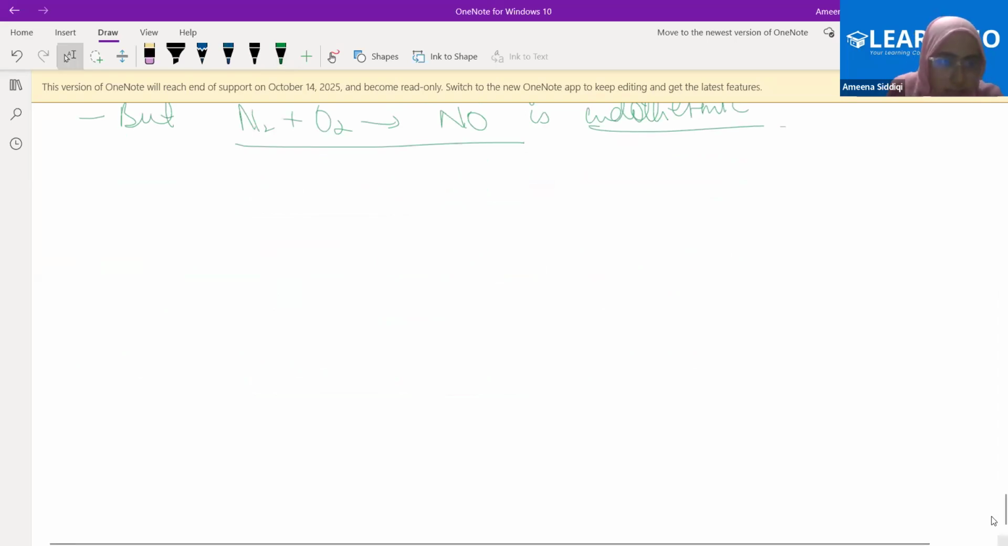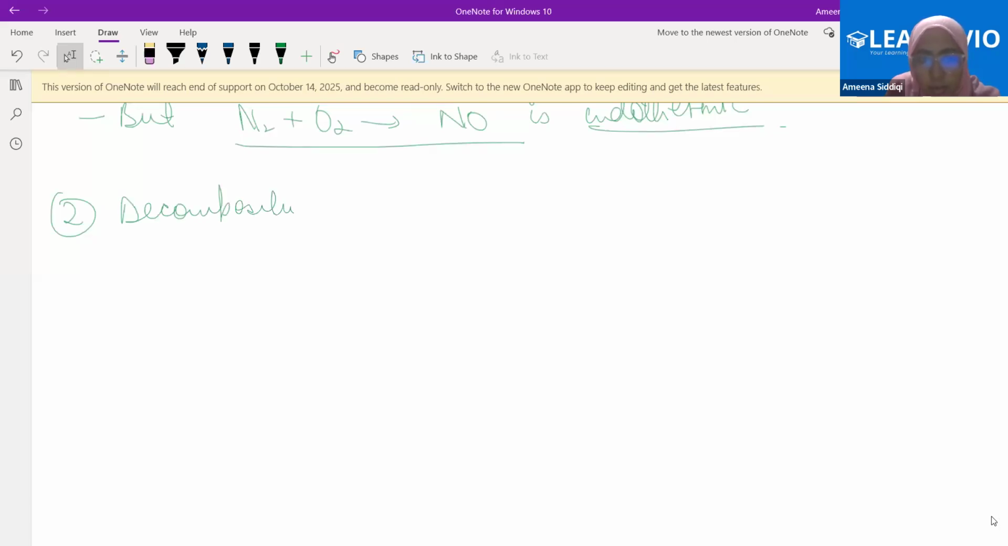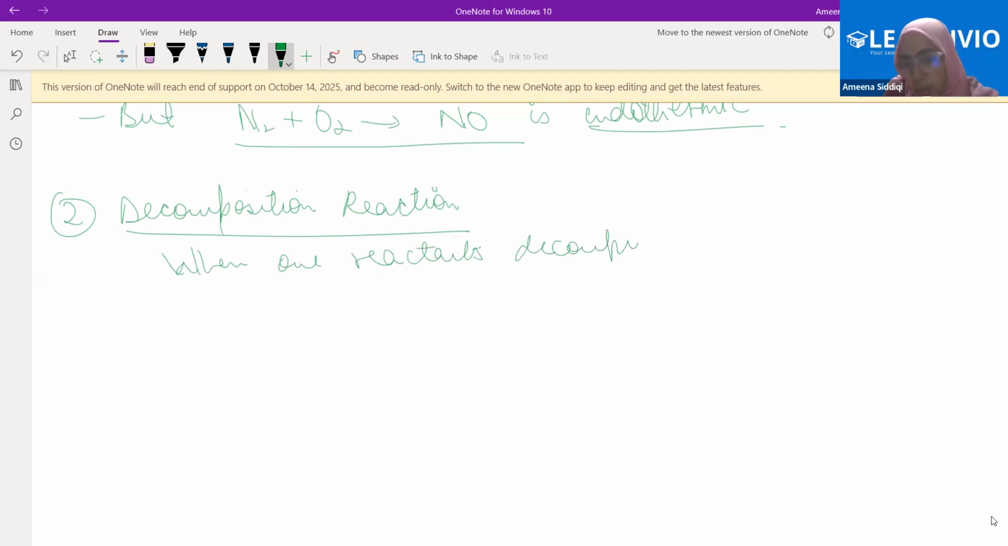The second type of reaction we have is decomposition reaction. See, what do we mean by decomposition? To break, right? To break into smaller parts. How do we define this? When one reactant decomposes or breaks down into smaller, simpler compounds.